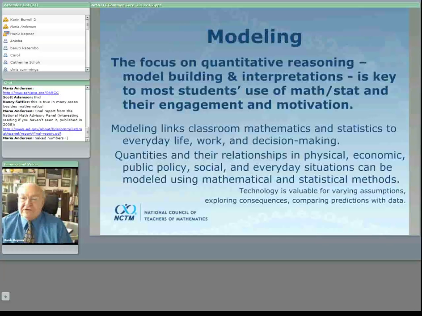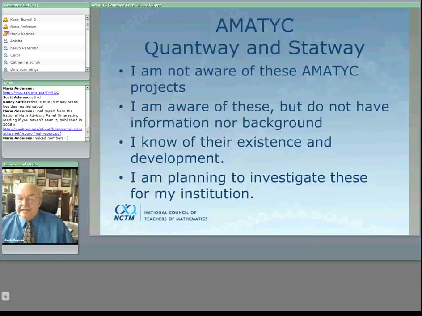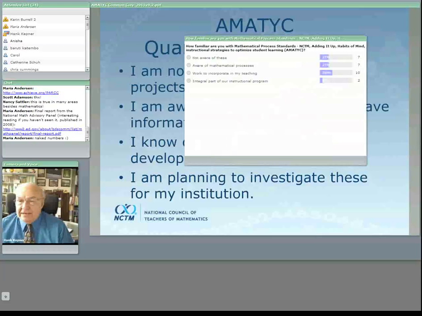Both of those, Quant Way and Stat Way, are in pilot versions now, and I think will be used this coming year in several institutions, looking at that as a way to get students engaged in the mathematics required of them. The work is pretty much done at the level of getting students prepared to enter their first credit-bearing courses at institutions of higher education.